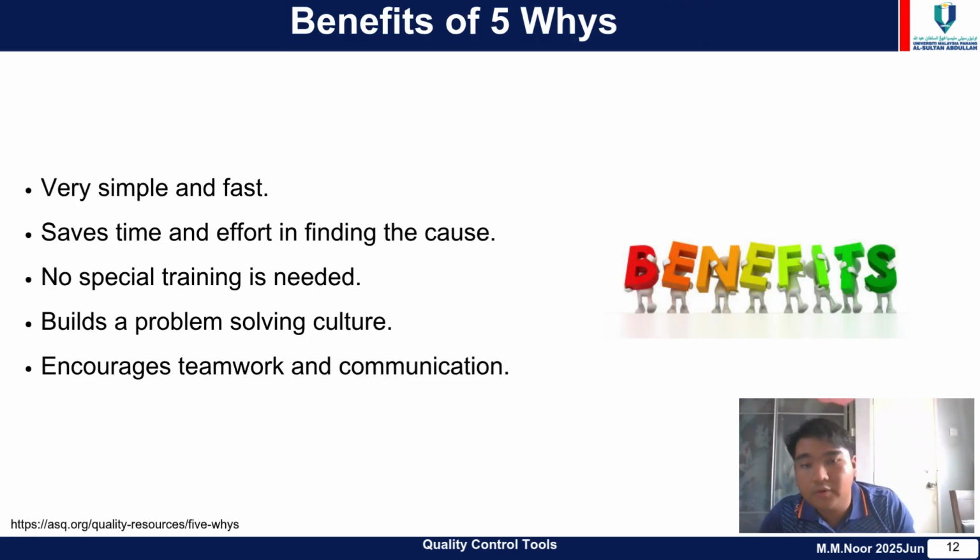Alright, benefit of five whys. This method is simple, fast, and doesn't require special training. It encourages teamwork and problem solving. It also saves time because we fix the problem properly the first time instead of repeating mistakes.